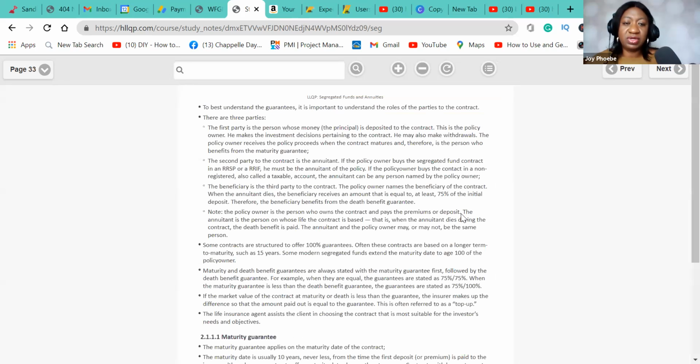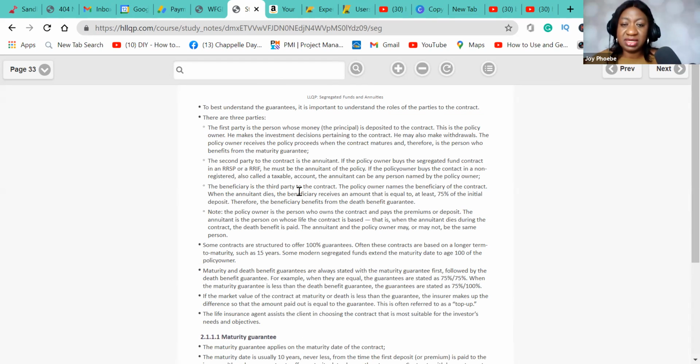All right, so there are three parties to the contract, and it's important to understand the role of each party. The first party is the person whose money, the principal, is deposited to the contract, and this person is the policy owner. He makes the investment decisions pertaining to the contract, and may also withdraw money.